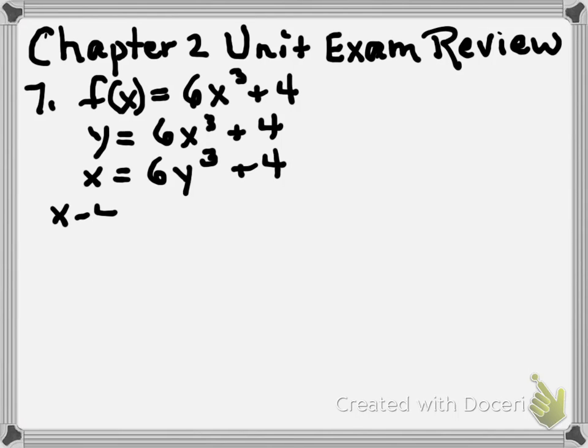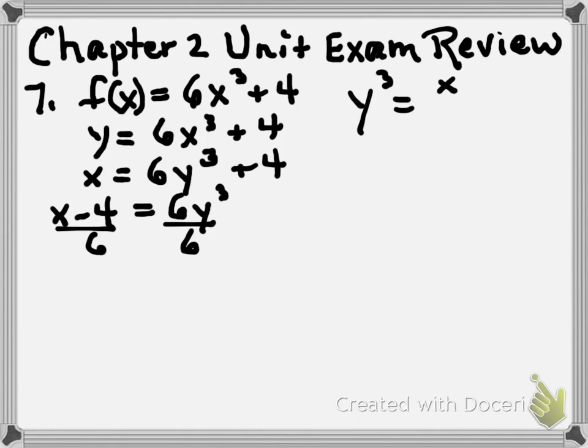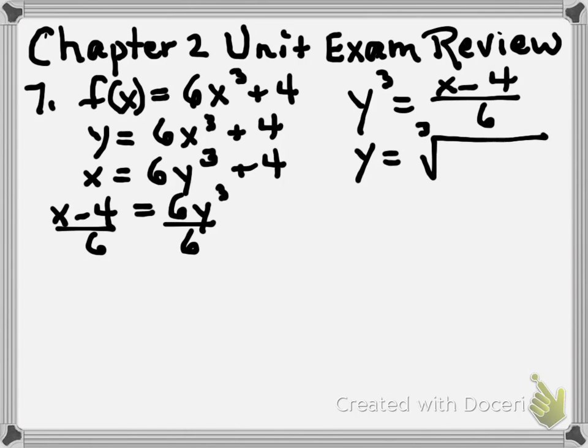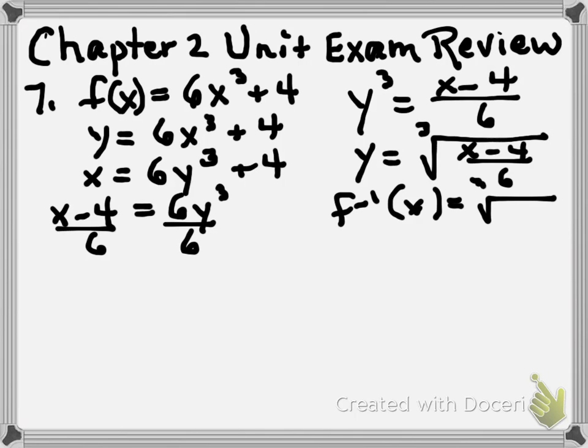So I'm going to subtract 4, and I'm going to divide by 6. So now I have y cubed is equal to x minus 4 over 6. That means y is equal to the cubed root of x minus 4 over 6. Now in inverse notation, the inverse of f of x is the cubed root of x minus 4 over 6.